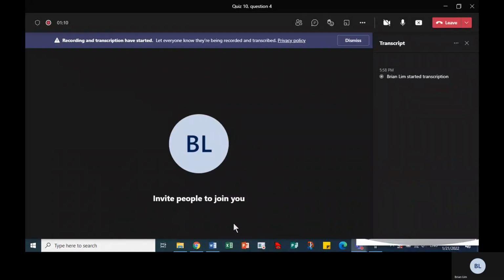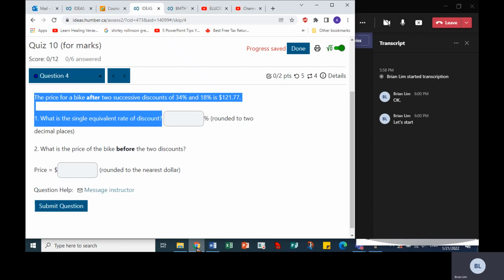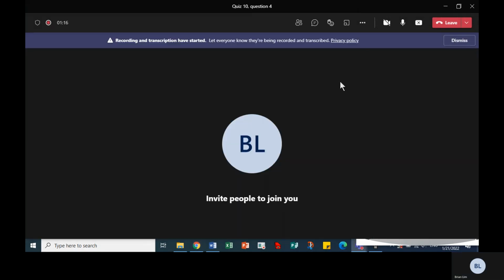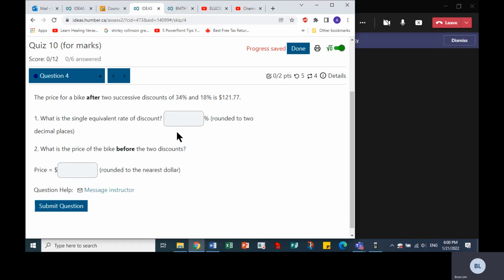Okay, let's start at quiz 10, question 4. All right, so there it is, quiz 10, question 4. I've copied the question, or the first part anyway. The price for a bike after 2 successive discounts of 34% and 18% is $121.77. What is the single equivalent rate of discount?